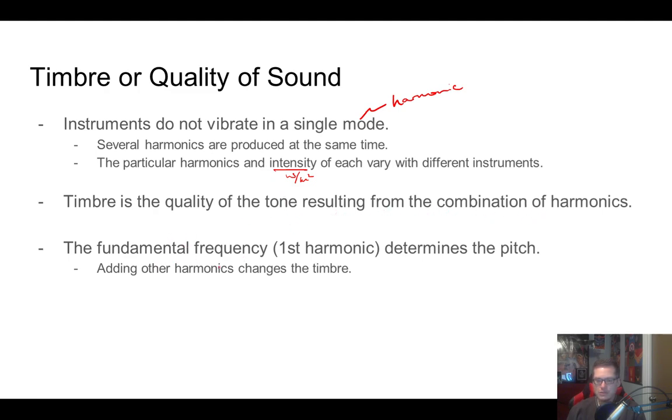Now, your fundamental frequency is what determines the pitch. That's the note that you're playing. So if you're playing a B flat on a trombone, then your loudest harmonic is that B flat. But because you're playing the trombone, it has several other harmonics all playing at the same time, and that's actually what makes it sound like a trombone.